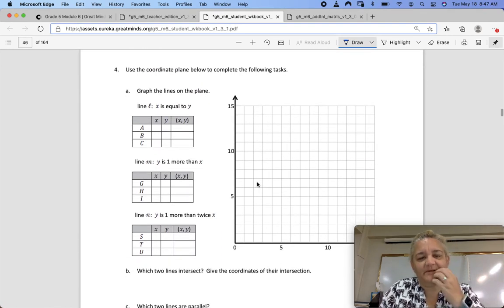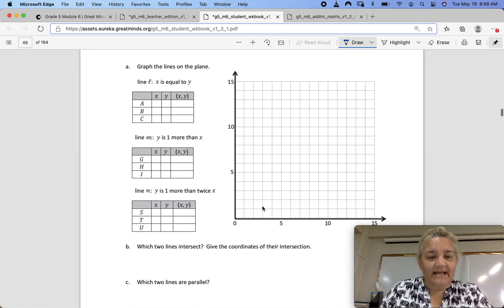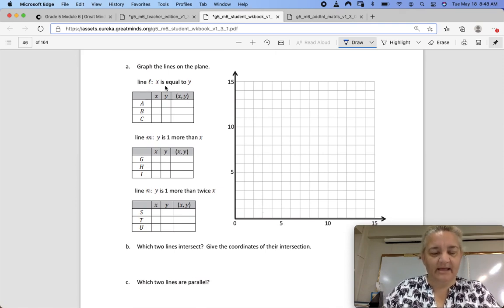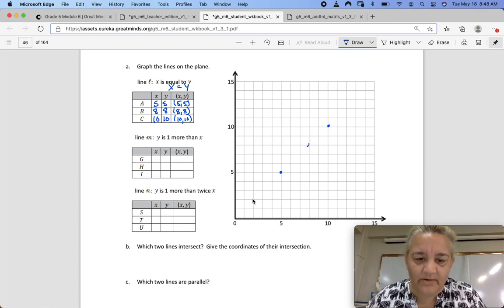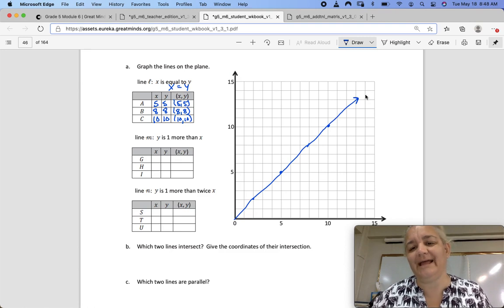Excellent. Number 4, use the coordinate plane below to complete the following tasks. Graph the lines on the plane. Okay, so we're making lines. Line L. X is equal to y. X equals y. So whatever number we pick, it's going to be the same. 5 and 5. 8 and 8, 10 and 10, okay, they're equal. If you want to use different numbers, go ahead. Let's plot that line here, and here, and here, and we've got 1 and 1 there. That would make that line look just like this. It just keeps going, and we're going to call that line L.